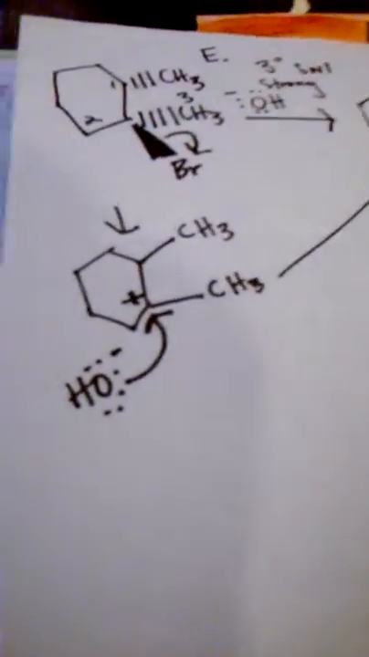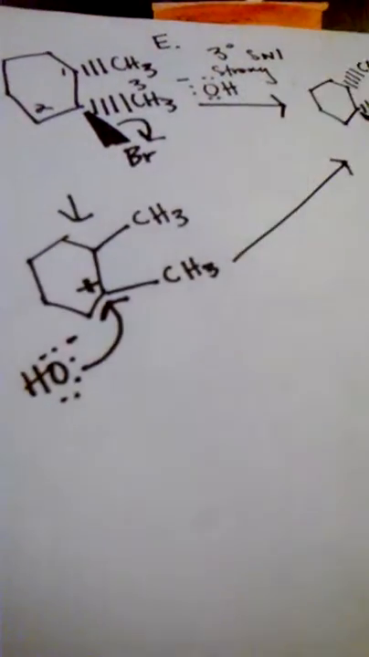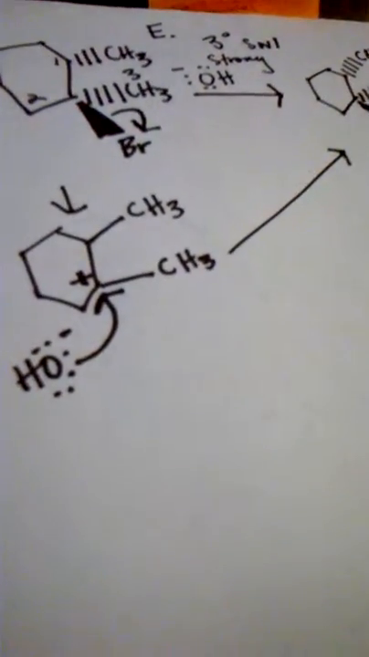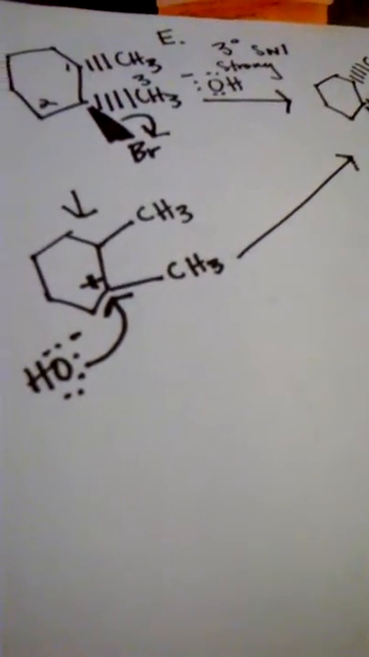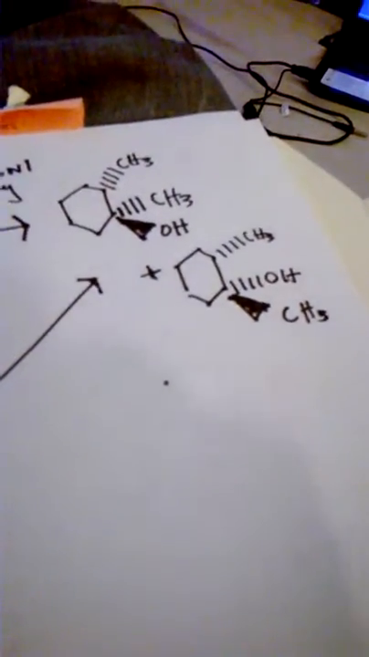And that's going to give you a racemic mixture, because there's equal probability. Once you form the plane, it's flat, and the nucleophile can either attack above or below. There's equal probability, in theory, of attack from either side of the molecule. So that's why you get a racemic mixture. So just remember that when you do SN1 reactions.